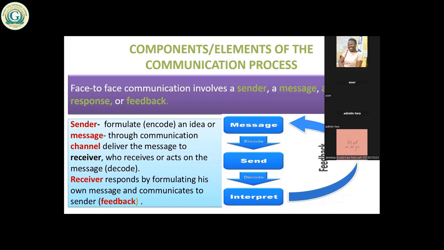We have the sender, the message, a receiver who receives, and a response or feedback. The sender formulates, that is, encodes an idea, and sends the message through a channel. The channel delivers the message to the receiver, who receives or acts on the message, that is, decodes it. The receiver then responds by formulating their own message and communicating back to the sender. So those are the components: sender, message, receiver, and feedback.